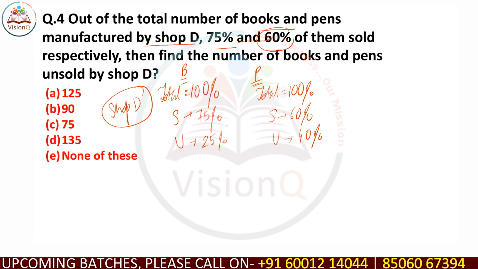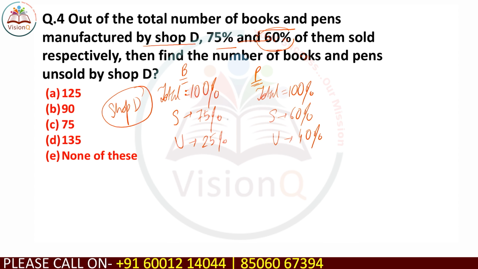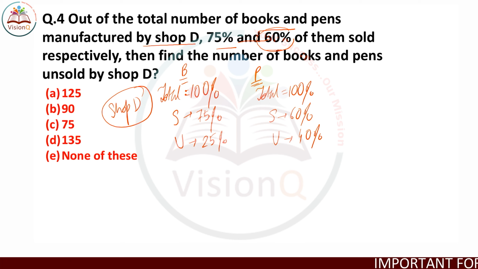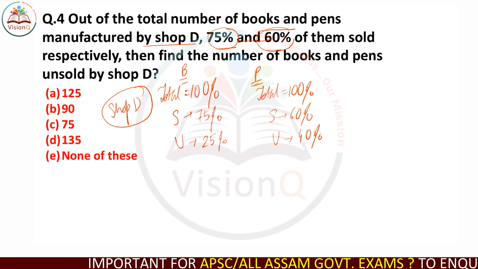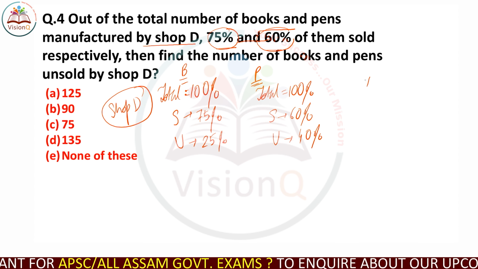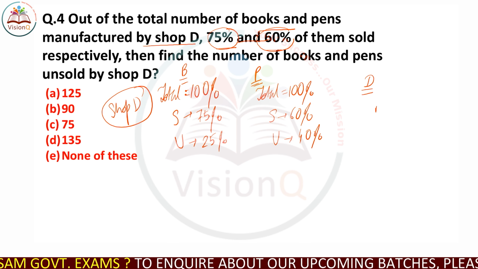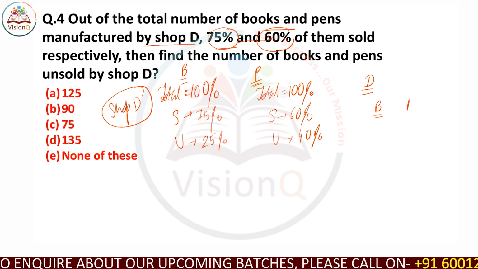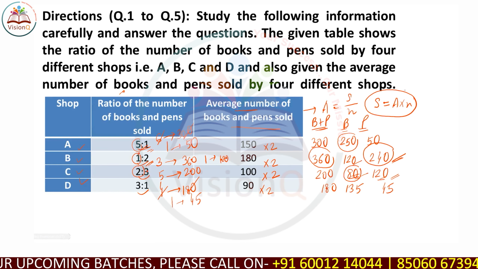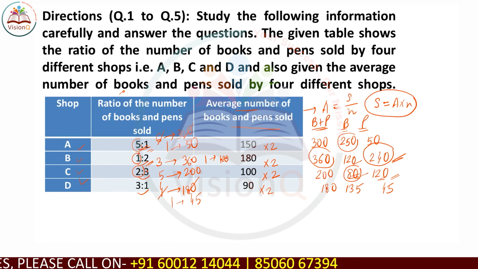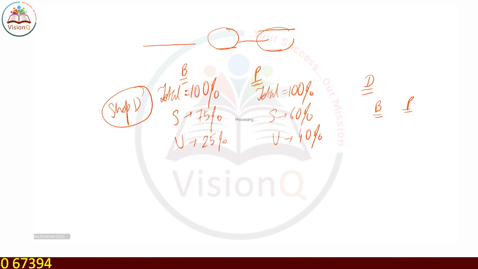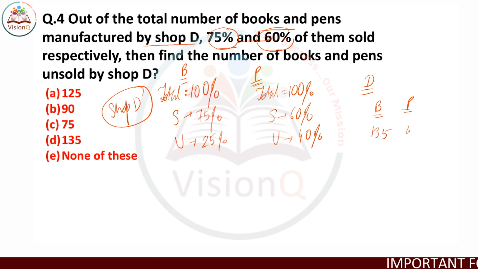Now first of all, to find out how many books and pens have not been sold or unsold by shop D, I have to find out first of all the total number of books and pens manufactured by shop D. It is given that 75% of total books manufactured have been sold. Okay. So in case of shop D, how many books have been sold and how many pens have been sold? In case of shop D, the number of books sold was 135 and the number of pens sold was 45.